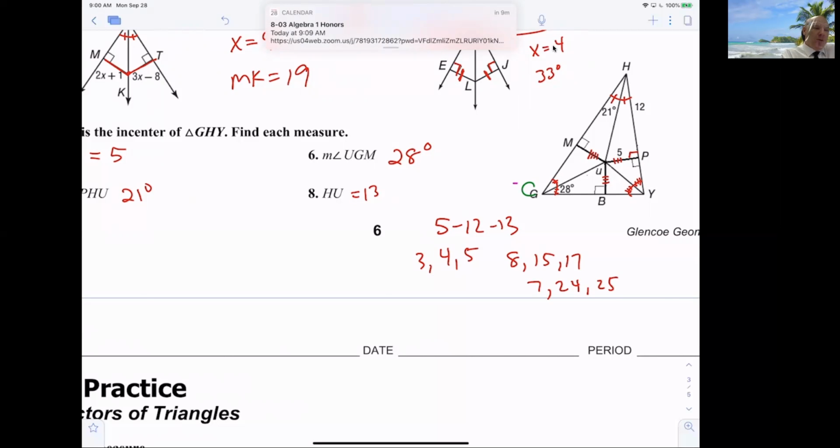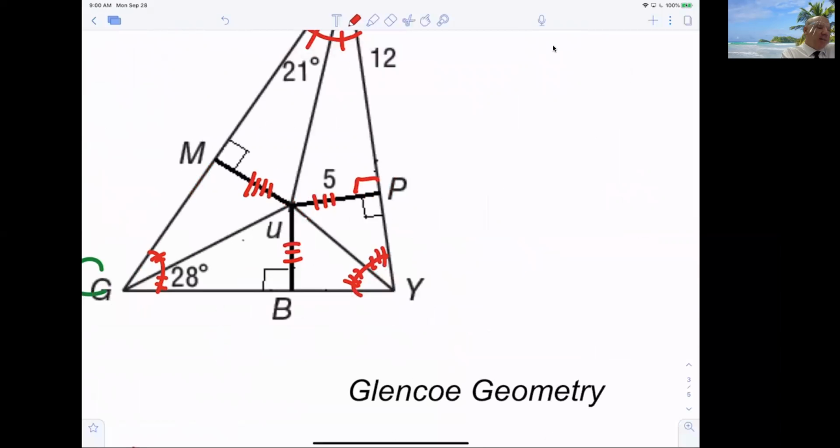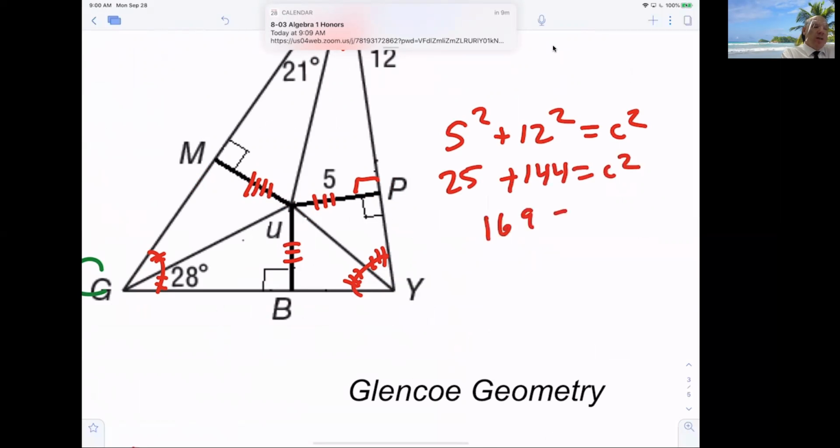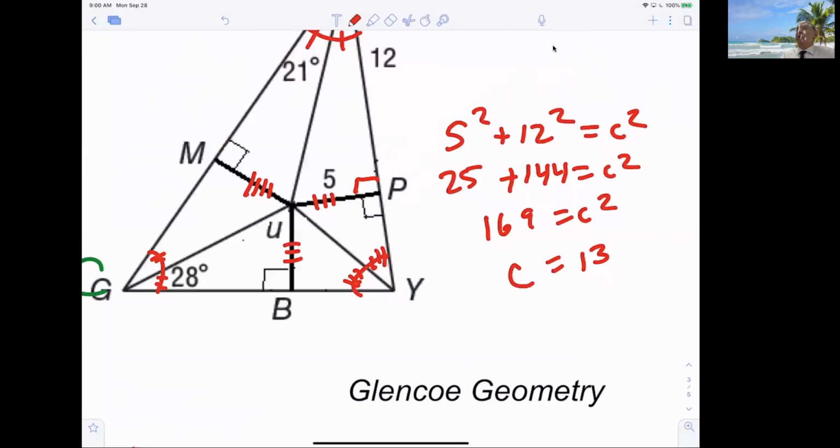What in the world? All right, now let's say we forgot. You would know 5 squared plus 12 squared equals c squared. 25 plus 144 equals c squared. 169 equals c squared. C is equal to 13. All right, if you weren't sure about that, or if you forgot the Pythagorean triples, you know the relationship between the sides of a right triangle: a squared plus b squared equals c squared, which is, again, a little bit more than 12, so we'll go with 13.